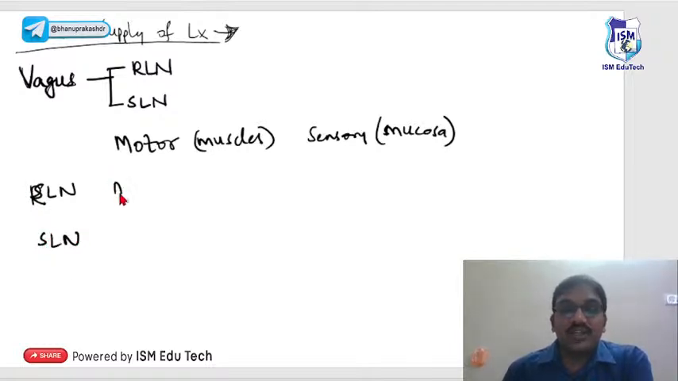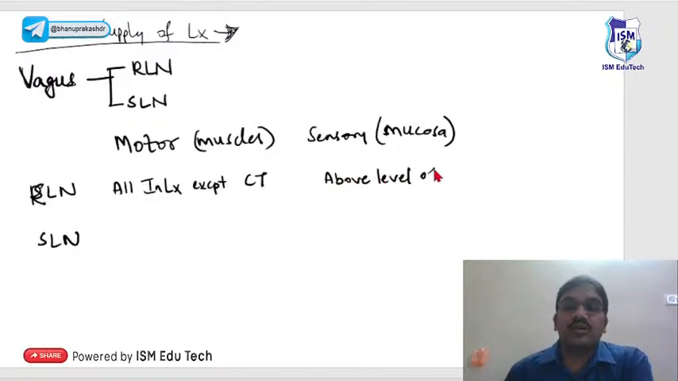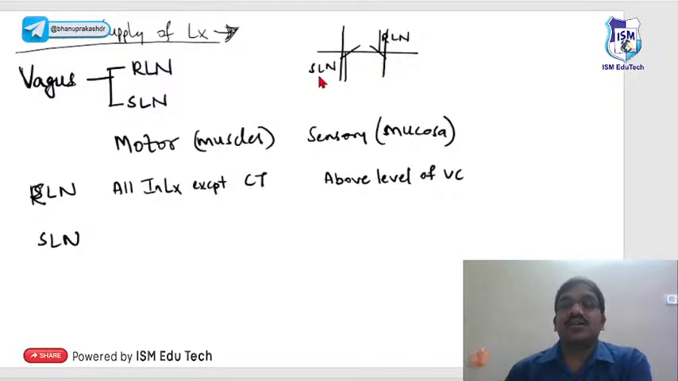The RLN will be supplying all intrinsic muscles of the larynx except the cricothyroid. And the RLN will be supplying the mucosa above the level of the vocal cord. If you take the larynx and inside, if this is the vocal cord level, this part will be supplied by the recurrent laryngeal nerve, and this part will be supplied by the superior laryngeal nerve. Both sides, inside, the mucosal lining, the sensory lining.